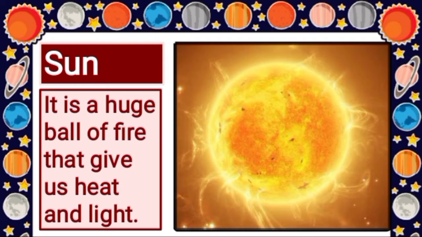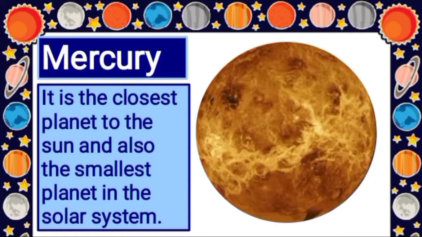So we can say that the sun is a ball of hot and burning gases, and it is made up of gases called hydrogen and helium, and it is the nearest star to the earth. And the sun is the major source of all energy for life on earth, as it gives us heat and light.